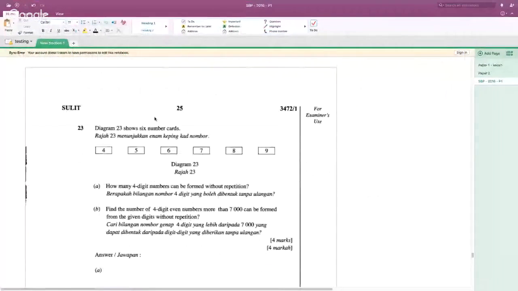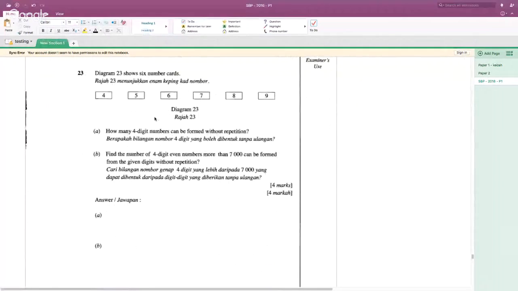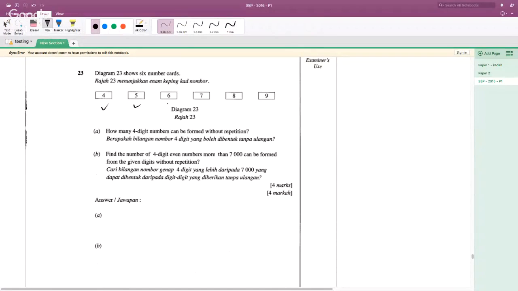Okay, if no problem, we're going to move on to question 23. How many 4-digit numbers can be formed without repetition? How many numbers do we have here? 1, 2, 3, 4, 5, 6. With 6 numbers you want to form a 4-digit number, it is 6P4. That's all, meaning of 6 digits you choose 4. Why do I use P? Because this is a digit number, so arrangement is very important. So 6P4 is 600, I mean 360. It's very easy.